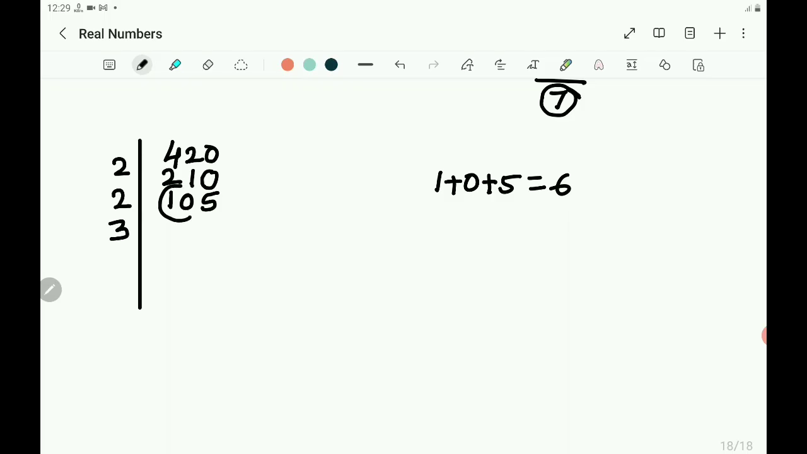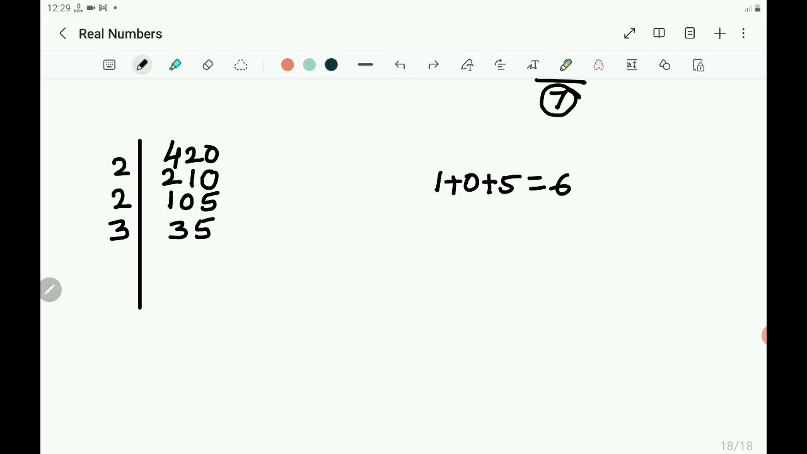Then you take 10. 1 is smaller than 3, so you must take 10. 10 is not in the table of 3, but its previous number 9 is there. 3 3s are 9. Then 10 minus 9 is 1. 1 5 means it becomes 15. 15 means 3 5s are 15. Then you got 35.